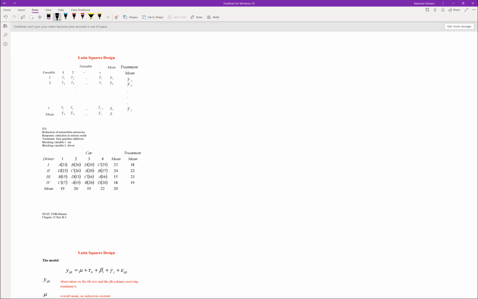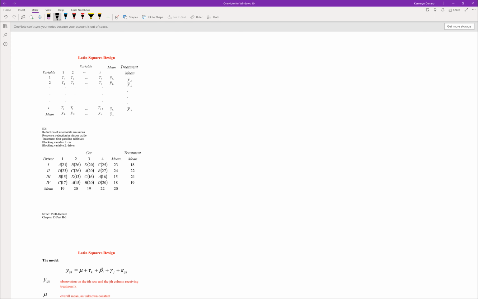All right, the row means are going to be your y bar i dot dot. And your column means are your y bar dot j dot, okay? Your treatment means are your y bar dot dot k, okay? So we have y bar dot dot 1 all the way down to y bar dot dot t.